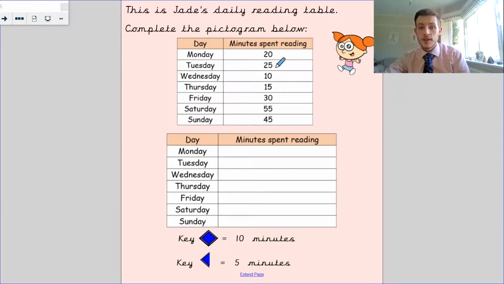On Tuesday, she spent 25 minutes reading. Wednesday, 10 minutes. Thursday, 15 minutes. Friday, 30 minutes. Saturday, 55 minutes. She had a lot of time on Saturday. And on Sunday, she read for 45 minutes.